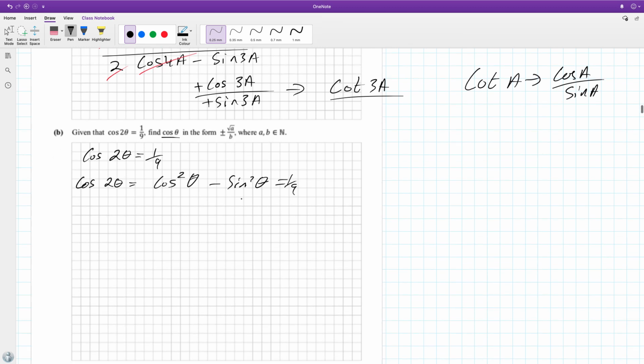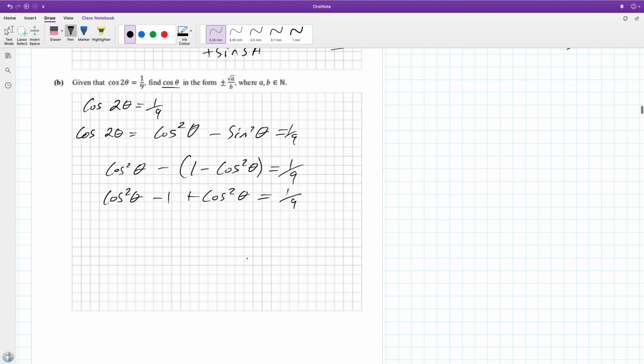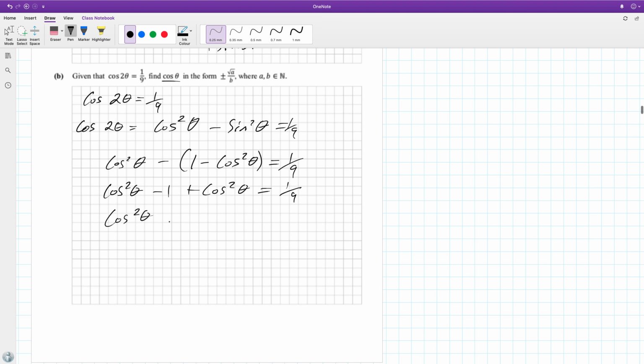As I said, we want cos in the answer, so we're going to get rid of sine squared. So that's cos squared theta minus 1 minus cos squared theta is equal to 1 over 9. So that's cos squared theta minus 1 plus cos squared theta is equal to 1 over 9. That's cos squared theta plus cos squared theta is equal to 1 over 9 plus 1. 2 cos squared theta is equal to 1 over 9 plus 1, which is 10 over 9.